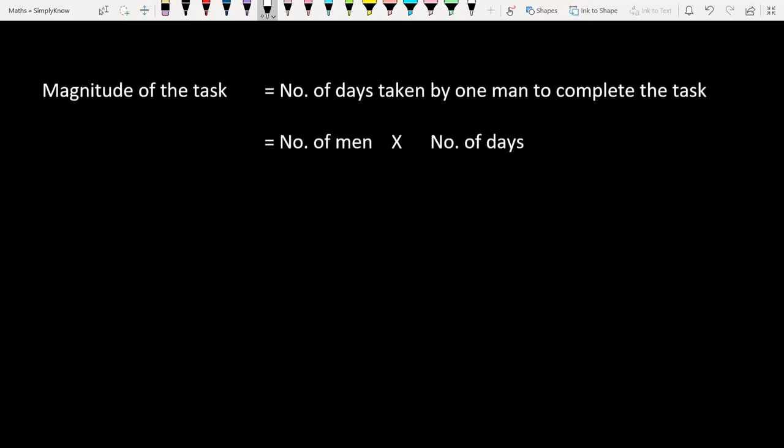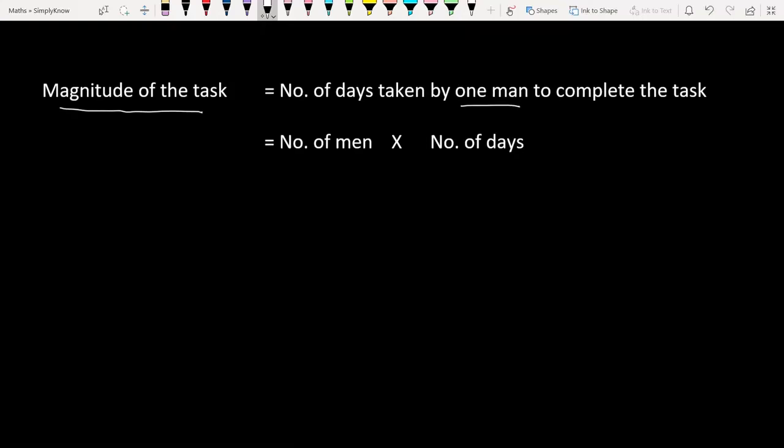Before moving to the third method, let's talk about a very important point regarding the completion of a task. If you consider a certain task, we actually can find out the magnitude of the task. What do you mean by the magnitude of the task? In simple terms, this is actually the size of the task. How do we find the magnitude of the task? Magnitude of the task refers to the number of days taken by one man to complete that task.